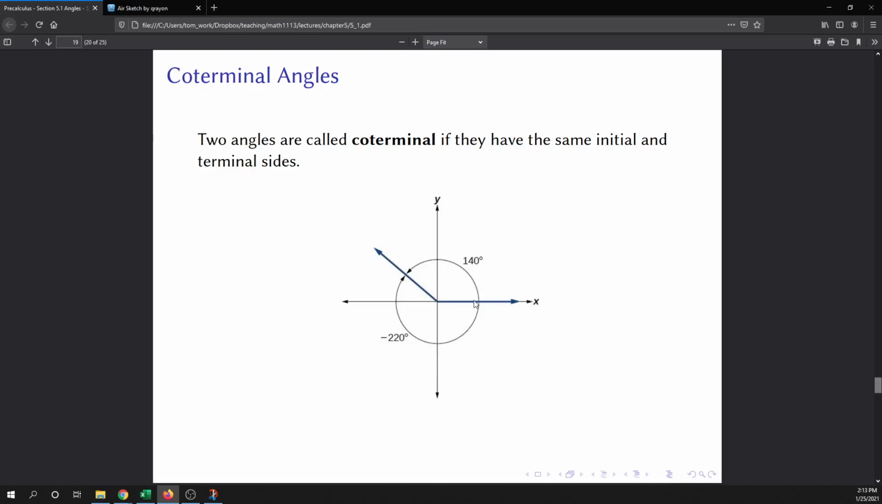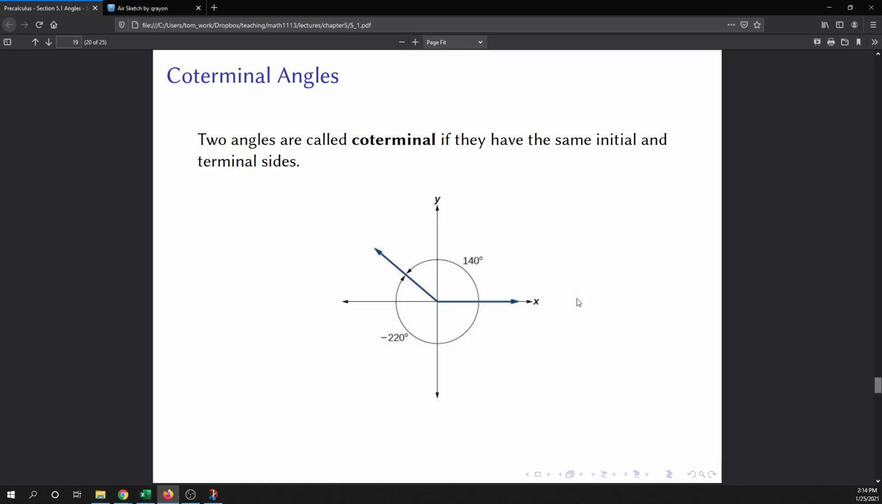They have the same initial sides and the same terminal sides, and they are considered to be two different angles because the rotation is different. If a different rotation is taken to get from the initial side to the terminal side, then those two angles are considered to be two different angles.